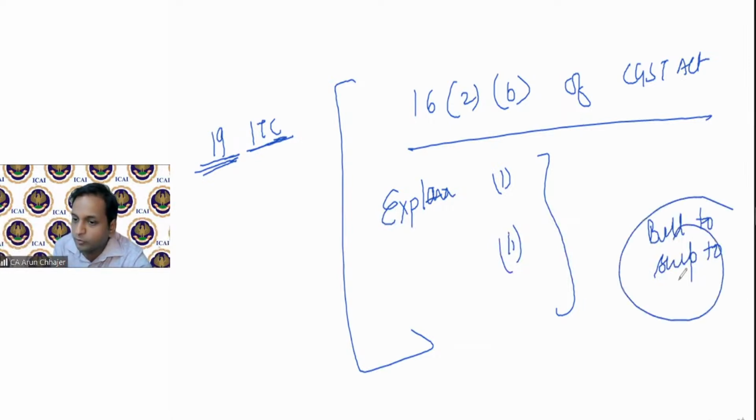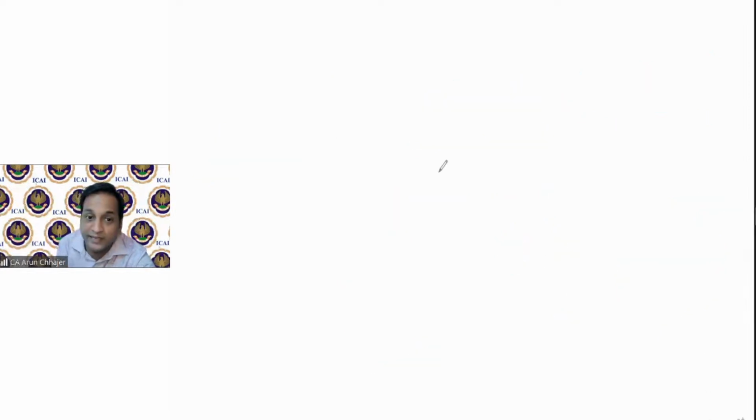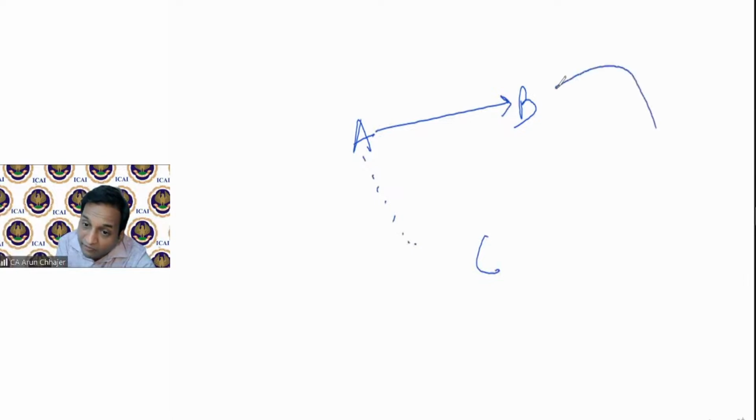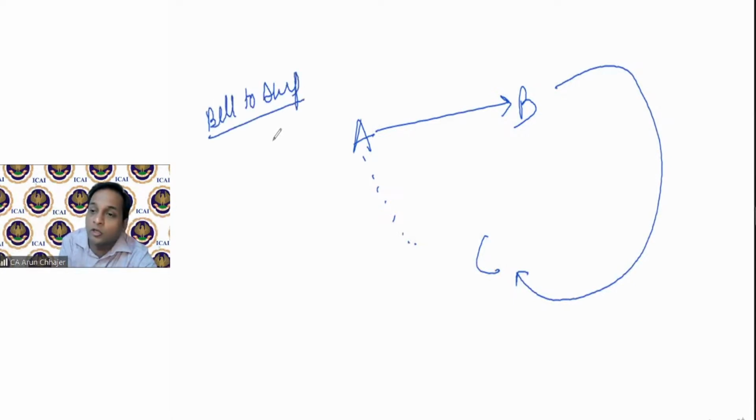What is the bill to ship to model? In short, there are three parties, A, B, and C. Suppose A is raising the bill to B, but sending the goods to C, and B will also raise the invoice to C. So in case of the bill to ship to model, normally, I'm not saying 100%, there will be two tax invoices, but only one movement.